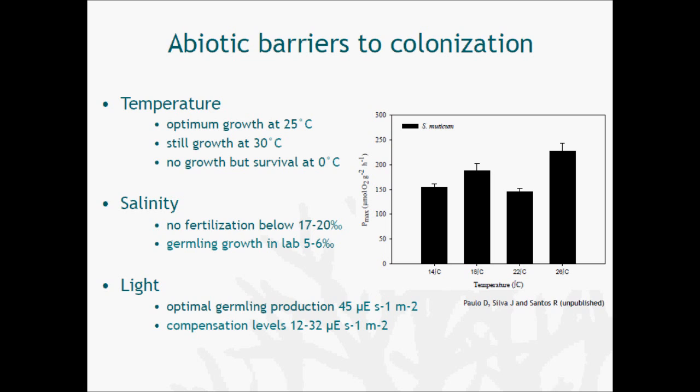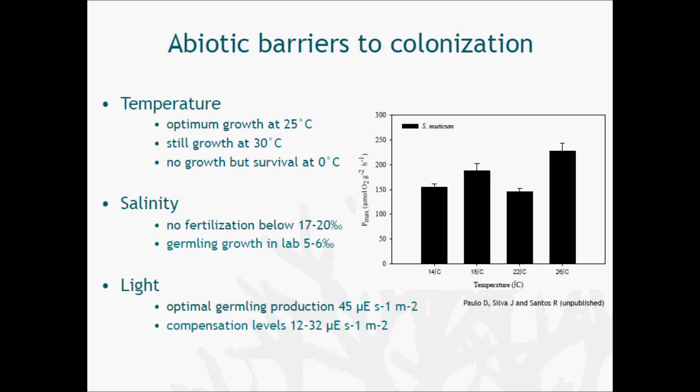Salinity. It's quite good with salinity, even though fertilization stops below 17 to 20, but from there to 32 is a big range, so it can develop on coasts near estuaries. The germlings can actually grow in the lab down to 5 to 6 PSU, not percent. So it's quite good with salinity too.